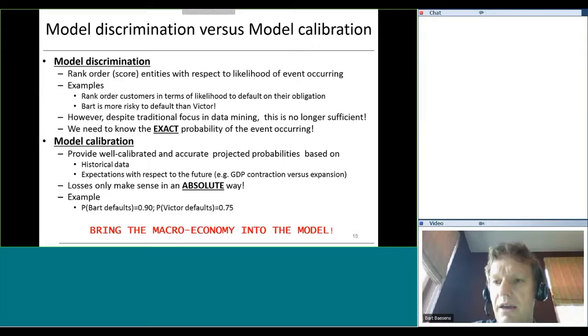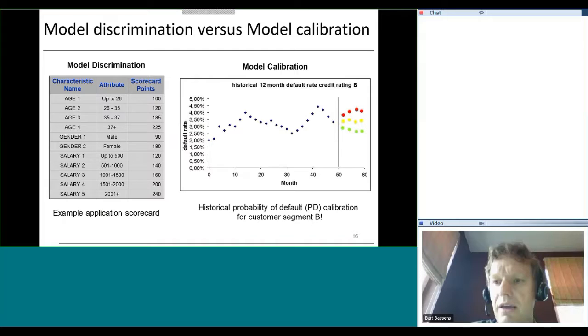When I say expectations about the future, I am predominantly referring to the macroeconomic expectations, like, are we going to be faced with a downturn or with an upturn? That's really very important. The macroeconomic situation in many credit risk models these days is typically reflected by looking at GDP, gross domestic product, inflation, or unemployment. So bringing the macroeconomy into the model is really very important. You can see this illustrated here.